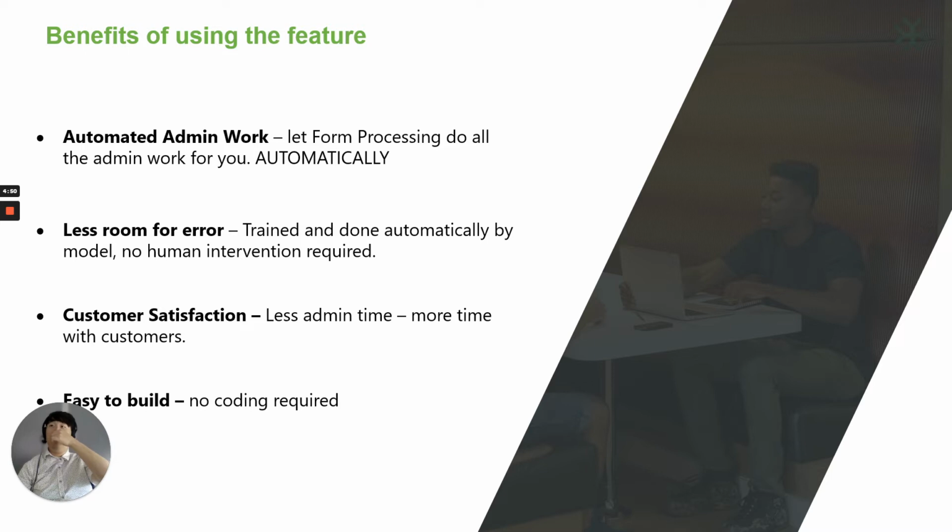Secondly, there is less room for error, as mentioned in the previous improved process. If a model is trained to do this automatically, there is no requirement for a human agent to intervene, and that is usually when errors occur, when a human agent has to process many of these applications throughout the day. They might sometimes miss out on a field or something like that.